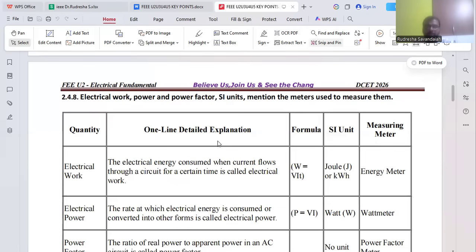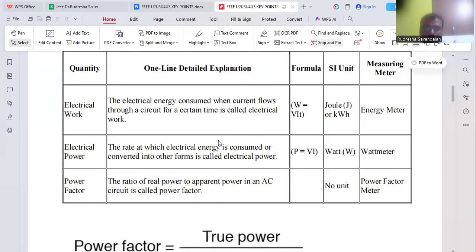Next, electrical power. The rate at which electrical energy is consumed or converted into other forms is called electrical power. P equals V times I, in watts, and the measuring device is the wattmeter.